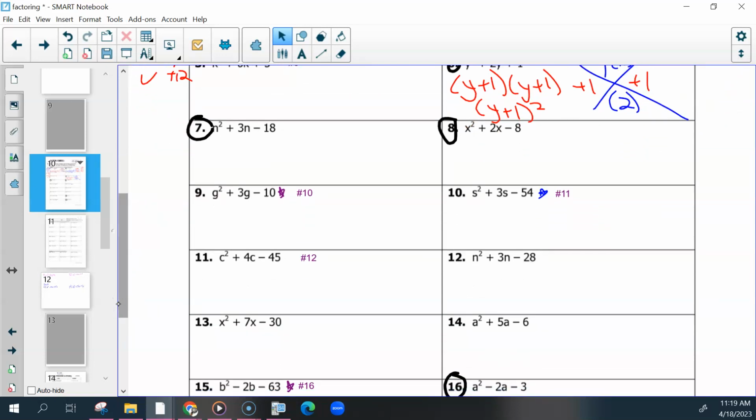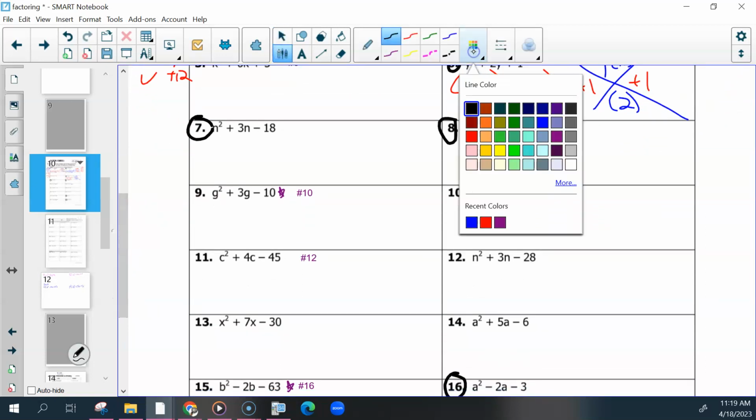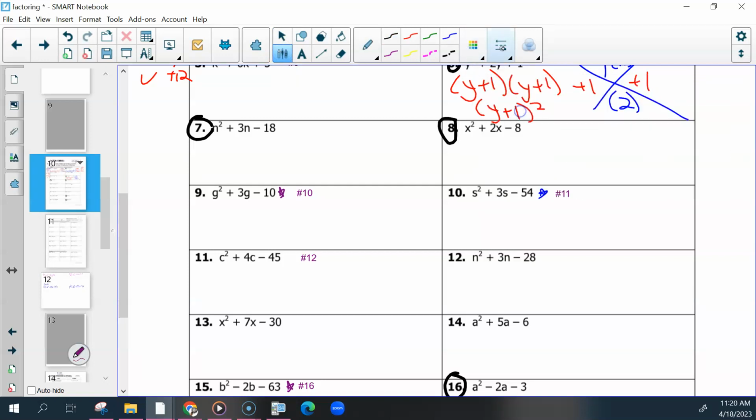So let's do 7. With 7, because we have to multiply to get a negative 18 and add to get a positive 3, one of the numbers we find has to be negative. So let's think of the factors of 18 first. What are factors of 18?